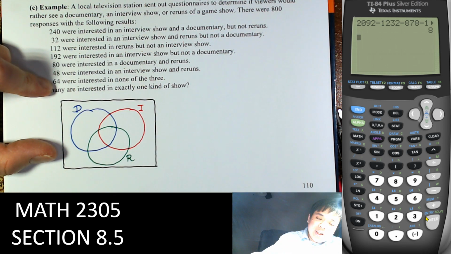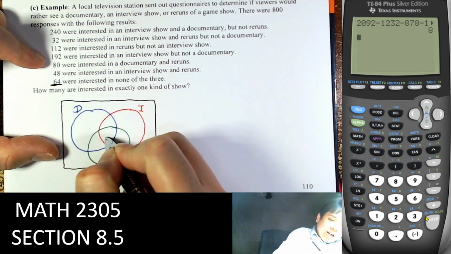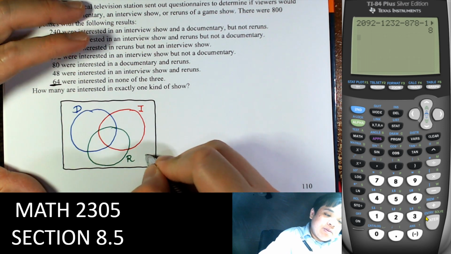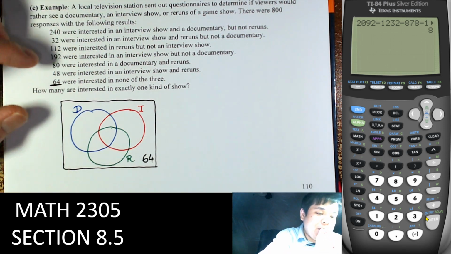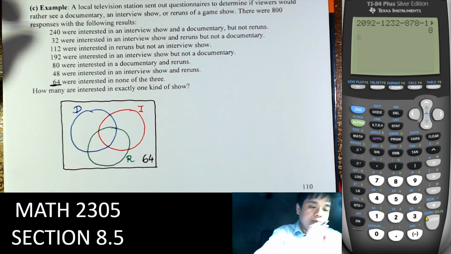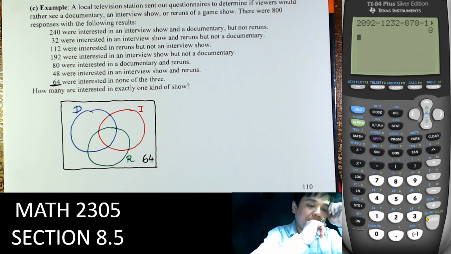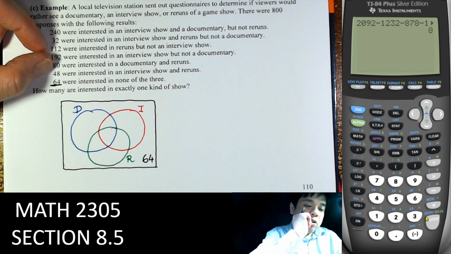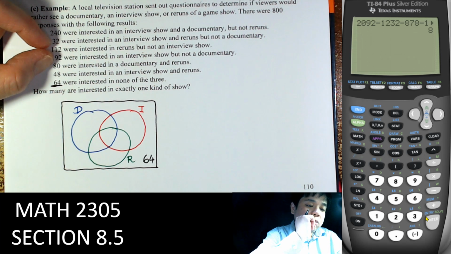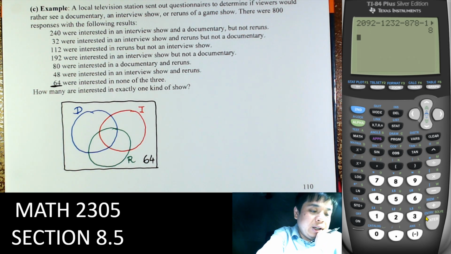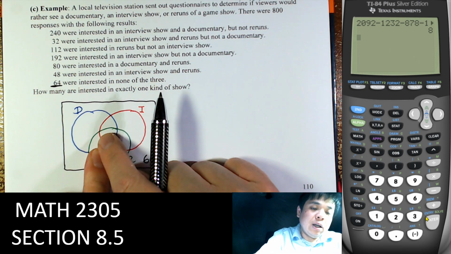So we start with the middle, inside. 64. Interested in none of them on the outside here, 48 interested in interview show and rerun. And 80 interested in documentary and rerun. Right. So try to put those numbers in here. 240 in an interview show and documentary, but not rerun.